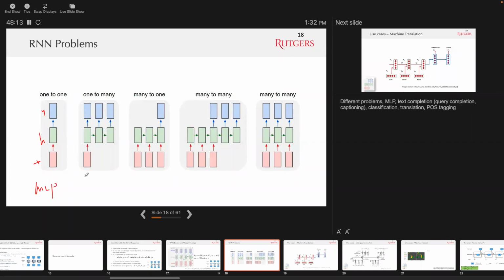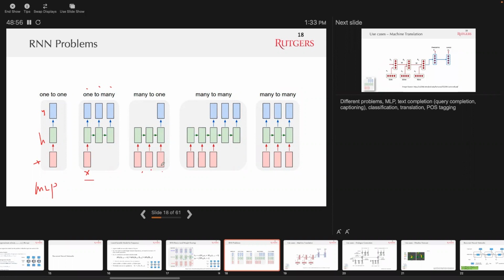Another setting is that you have only one x, but you have multiple y into the future. One example of this is, if you have used a search engine like Google or Bing, when you type one word, the search engine automatically tries to complete your query for you. So this is one typical application of one-to-many mapping. You input one word, and it automatically completes your query for you. And there's also many-to-one mapping. Many-to-one mapping is usually used to do sequence classification.